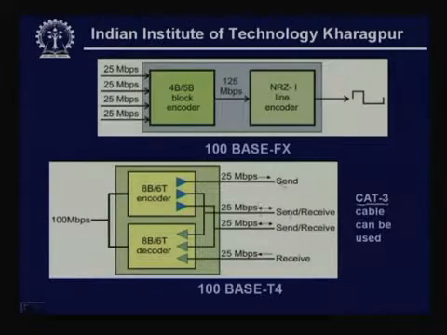So, by using 4 pairs, you can transmit at the rate of 100 megabits per second, and you can use category 3 cable. So, these are the 3 different types of physical media that are being supported by 802.3u Fast Ethernet.